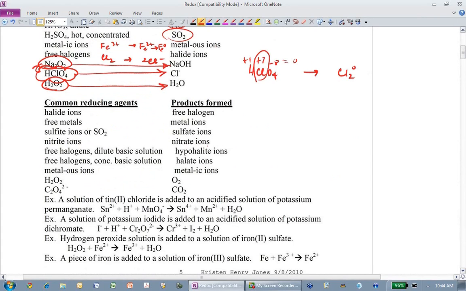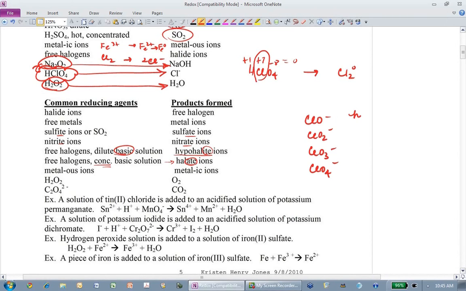Nitrite ions will make nitrate ions. Get the ite business? Ites go to ates. Free halogens are going to make hypohalite ions in basic solution. In concentrated basic solution, they'll make halate ions, meaning ate ending versus ite ending is all that means. I know it sounds all scary, but it just means we're going to make the ite ion or the ate ion. And we have several choices with the halogens, because remember they go like this: ClO, ClO2, ClO3, ClO4, all of which bear a -1 charge.